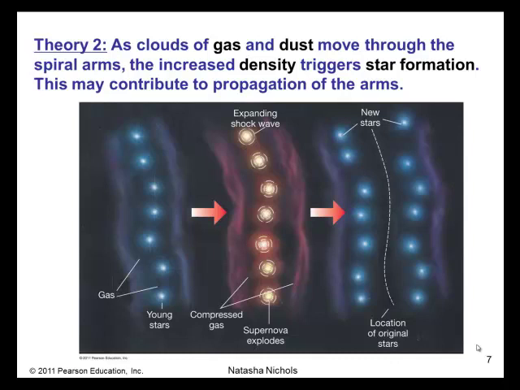Theory 2. As clouds of gas and dust move through the spiral arms, the increased density triggers star formation. This may contribute to propagation of the arms. In this theory of the formation of spiral arms, the shock waves produced by the formation and later evolution of a group of stars provide the trigger for new rounds of star formation. Supernova explosions are used to illustrate the point here, but the formation of emission nebulae and planetary nebulae is also important.